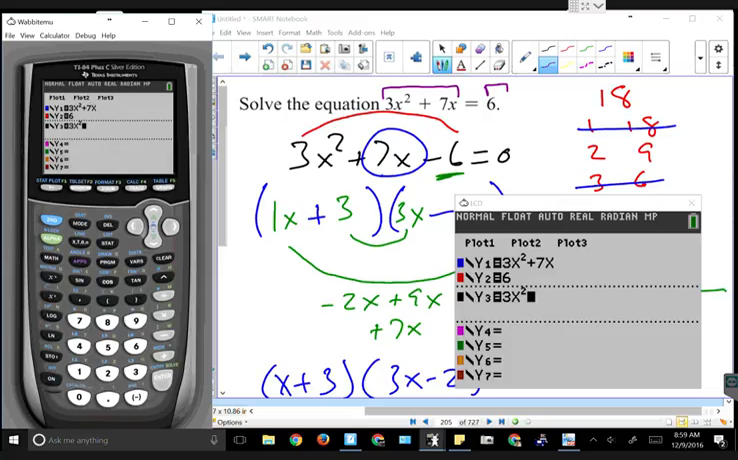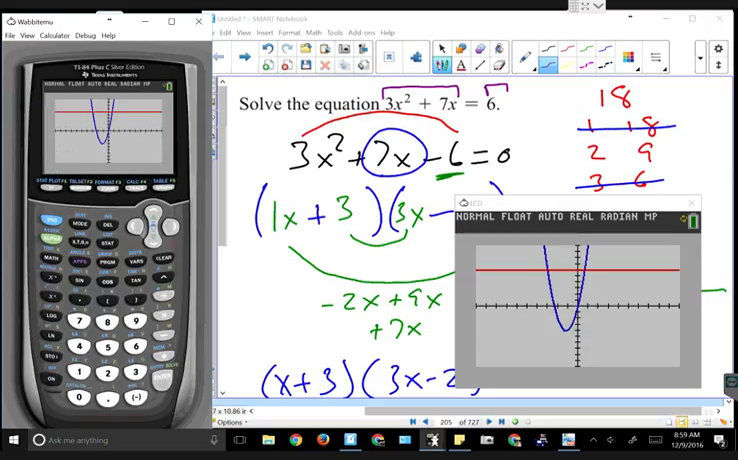There you go. 3x squared, let's see, plus 7x minus 6. And I am going to hit graph now. Okay, so now it's going to throw in another parabola for me. So this is where it's supposed to be equal to 0. Do we know how to find zeros with the graphing calculator?